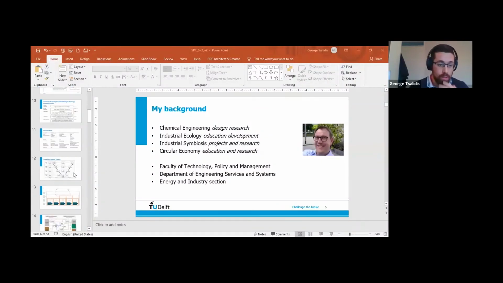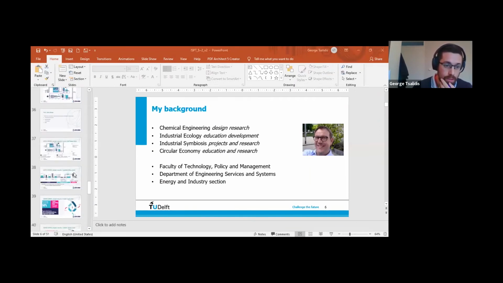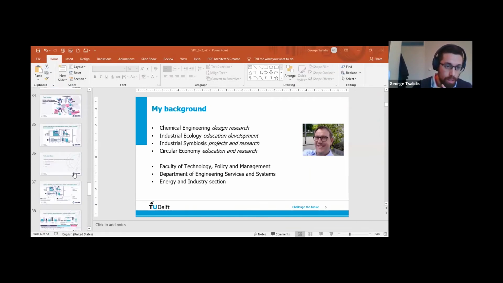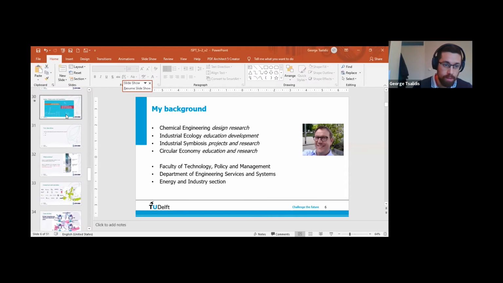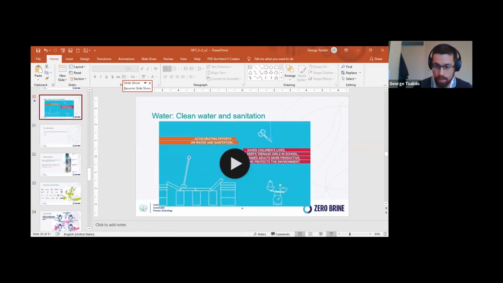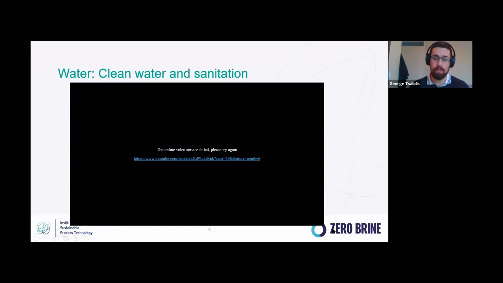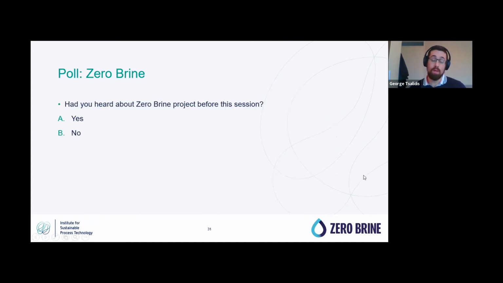So water and sanitation, sustainable water and sanitation is very important, as you saw, and the United Nations have dedicated one sustainable development goal for that.